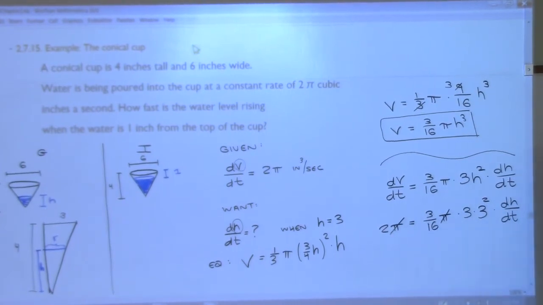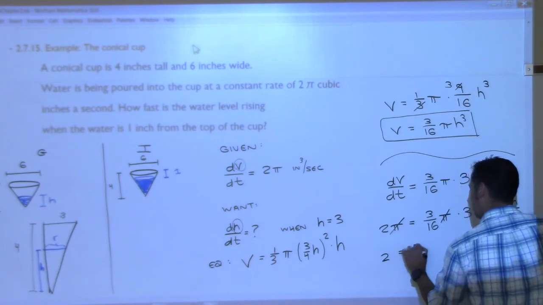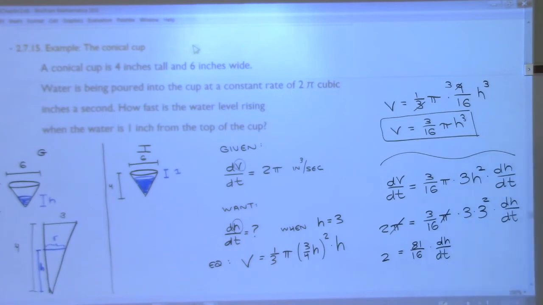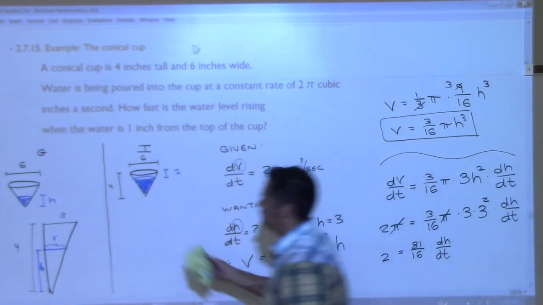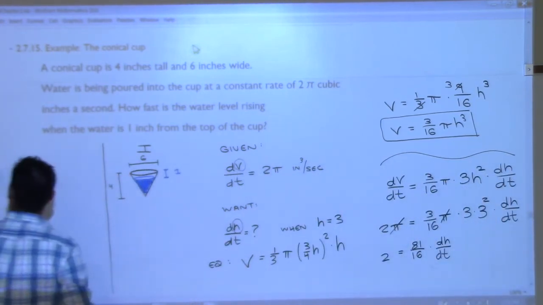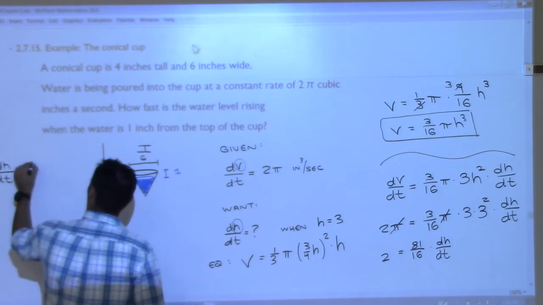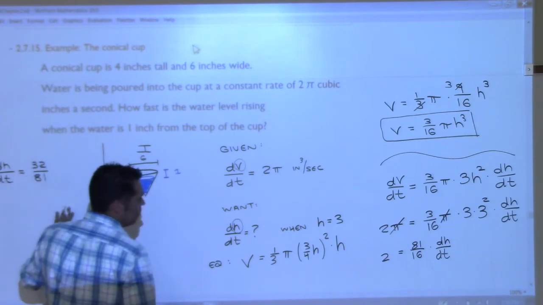Kill the pi's. Divide both sides by pi. What next? 3 times 3 times 3 times 3? Right? 81. This is 81 over 16. The pi's gone. We're almost there. Just multiply both sides by the reciprocal. Multiply both sides by 16 over 81, and we will have arrived at the answer. So dh/dt is equal to 32 over 81, what?